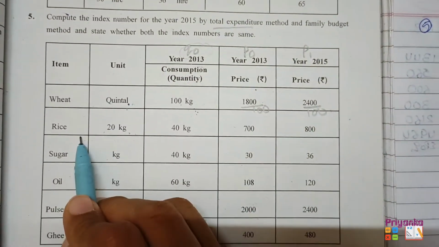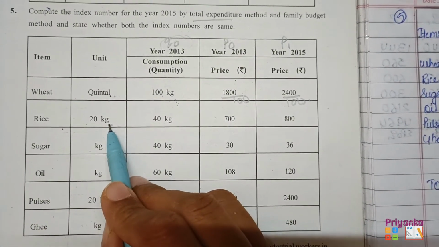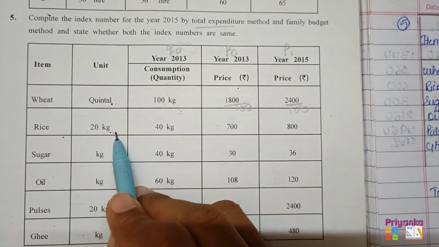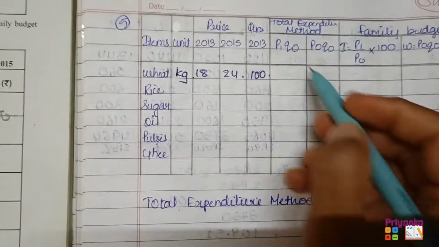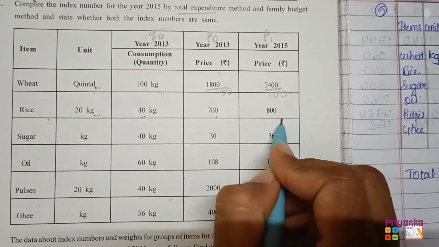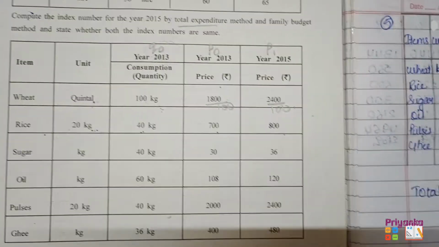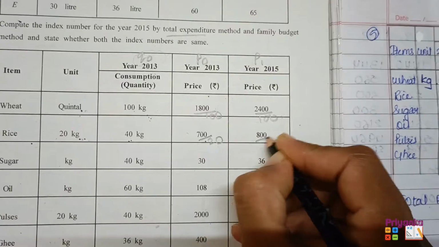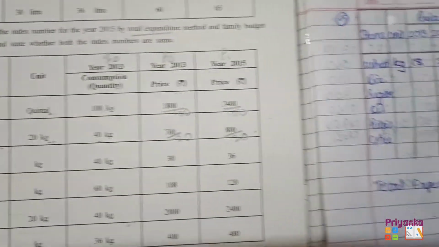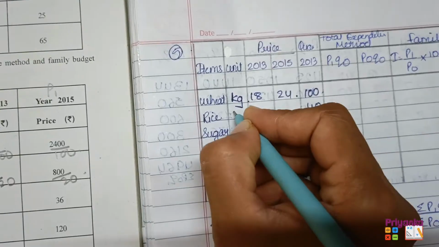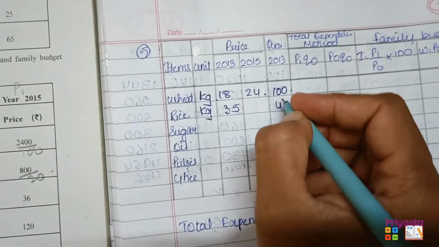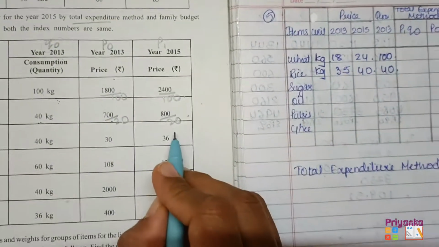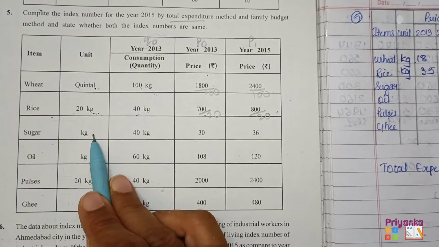Next, check with the rice. Here rice is given per 20 kg and we need the 1 kg information. So here for the quantity, we'll take the quantity as it is, 40 kg. In quantity keep 40, and we'll make changes in the price, like we directly divide by 20, so we'll get the price of 1 kg. So here we get 35, and 800 divided by 20 will be 40.